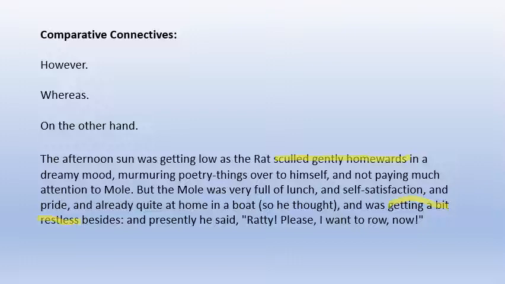Now, a similarity would be that they're both happy in the boat. So we'll do the similarities in a different colour, I think, and so we'll say that Rat is in a good mood, not paying much attention to Mole. Quiet at home in the boat. Rat sculled gently homewards in a dreamy mood and not paying much attention to Mole. In a dreamy mood, that shows that he's happy in the boat, doesn't it? Rat's happy in the boat. And Mole, a similarity. Mole is also quite happy in the boat, very full of self-satisfaction. Oh, wait, it actually says it. Look, quite at home in a boat.